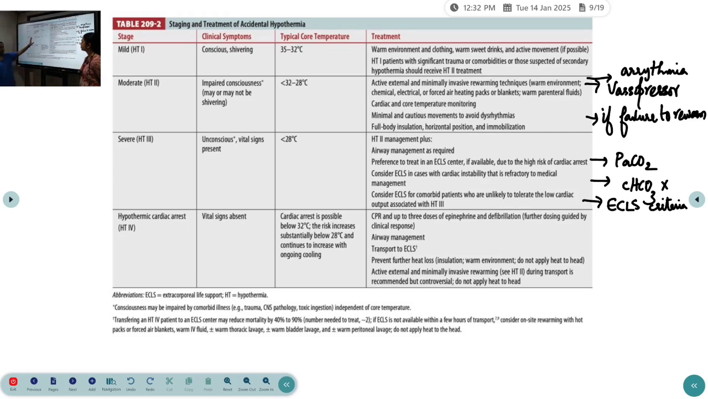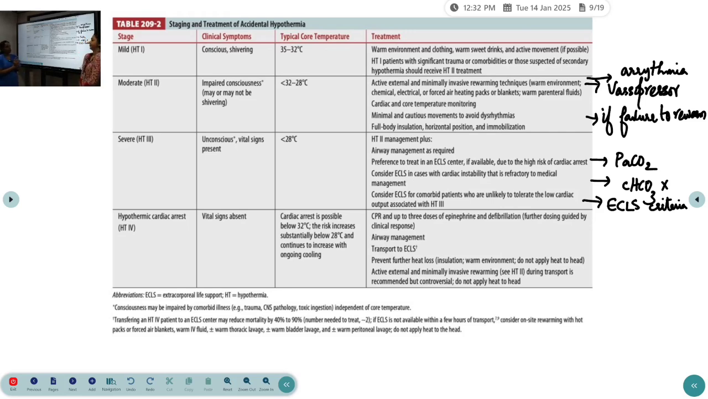So that has to be given to the patient here, and then we will be doing cardiac and core body temperature monitoring, and also we have to avoid all the dysrhythmias by rewarming the patient, and we will be giving the full body insulation, and here we will be immobilizing the patient. In class 1 we are asking the patient to move actively. In class 2 we will be immobilizing the patient.